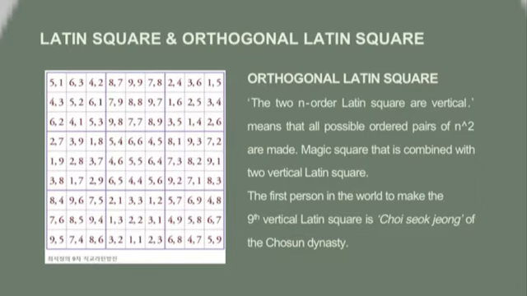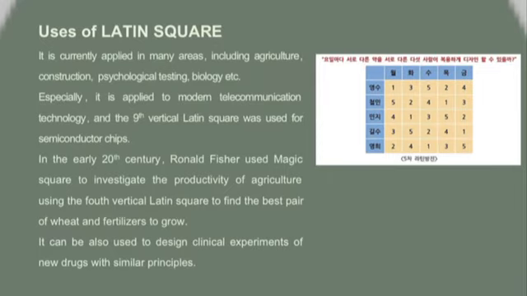Then let's look at how these magic squares and Latin squares are used. It is currently applied in many areas, including researching agriculture productivity, building design application, psychological testing, biological, pharmacological, industrial experimental planning, and design application. Especially, it is applied to modern telecommunication technology, and the ninth orthogonal Latin square was used for semiconductor chips. The core technology of semiconductor chips is to send signals quickly and without overlapping, which is to use the technology of magic square.